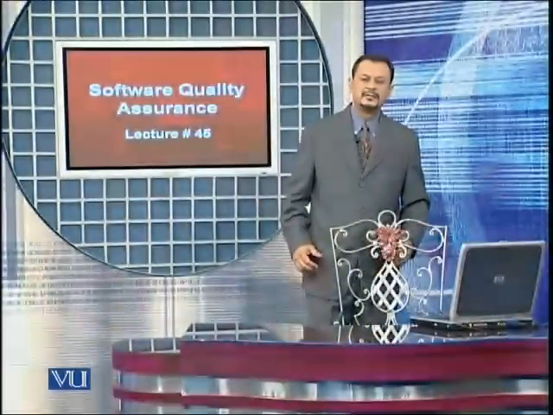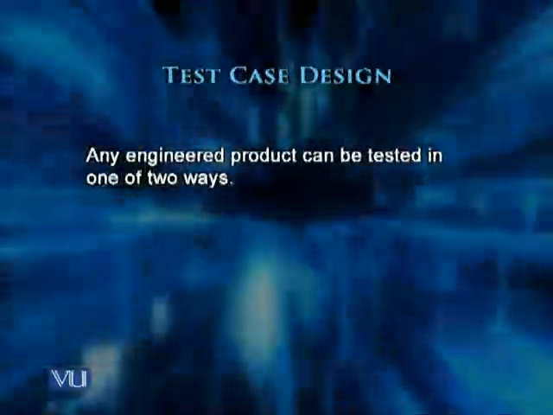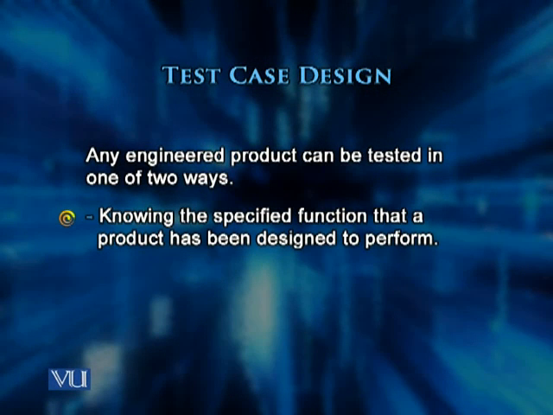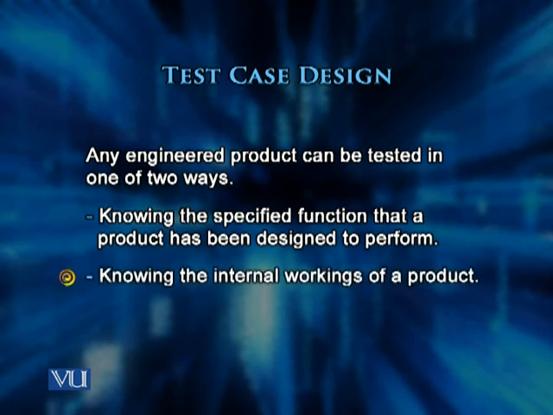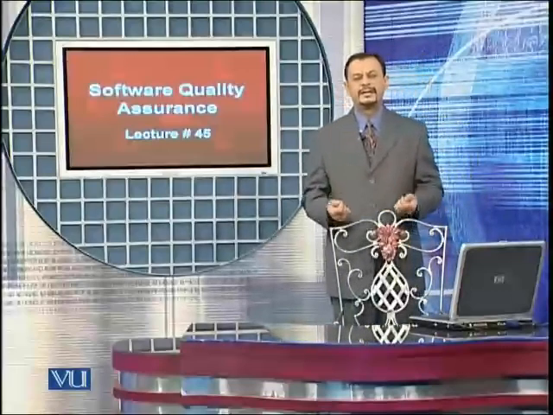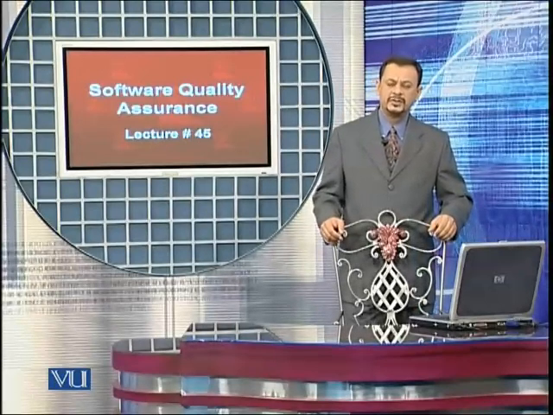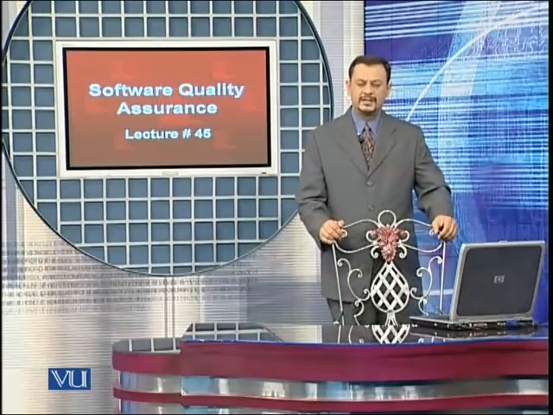One of the things that is very important in software testing is test case design. Any engineered product can be tested in one of two ways. Number one, knowing the specified function that a product has been designed to perform, and number two, knowing the internal workings of the product. And so based on this concept, software testing has two very important kinds of software testing. One is known as black box testing. The other is white box testing. The black box testing is also known as functional or behavioral testing, while the white box testing is also known as structural or glass box testing.